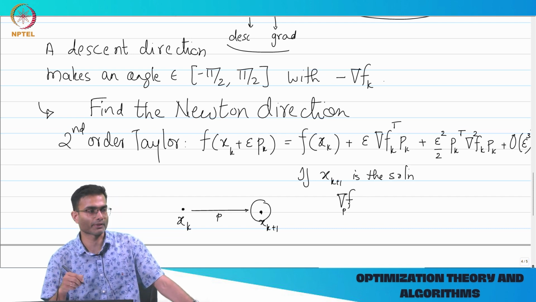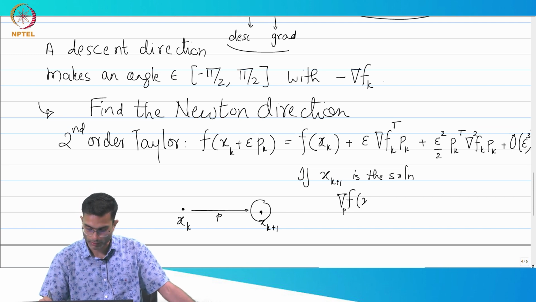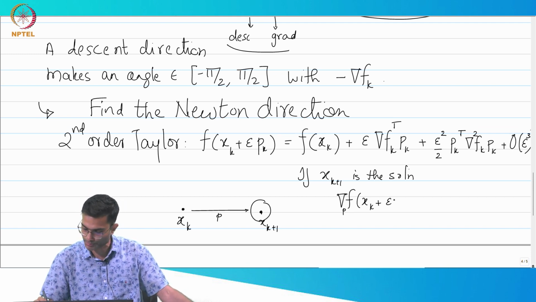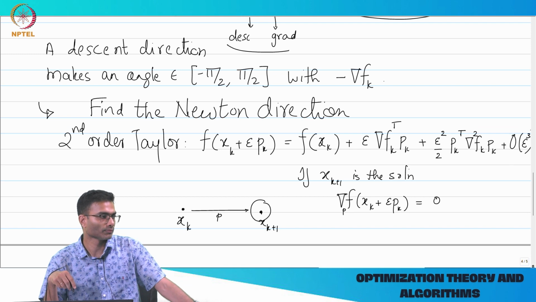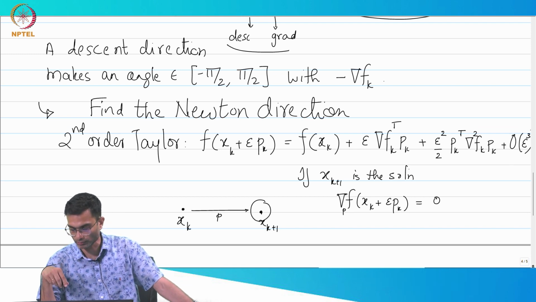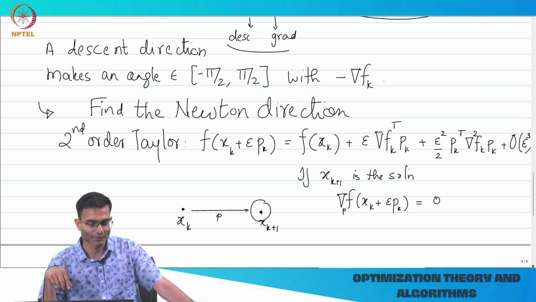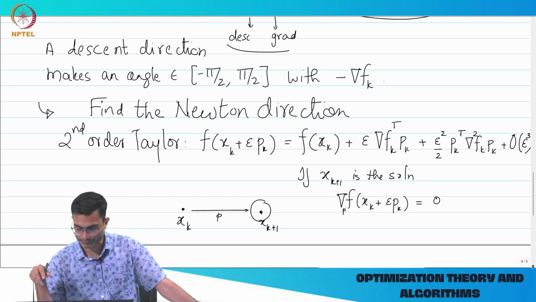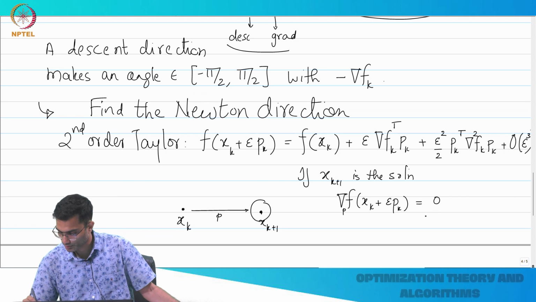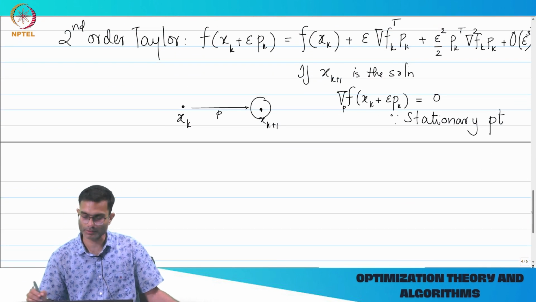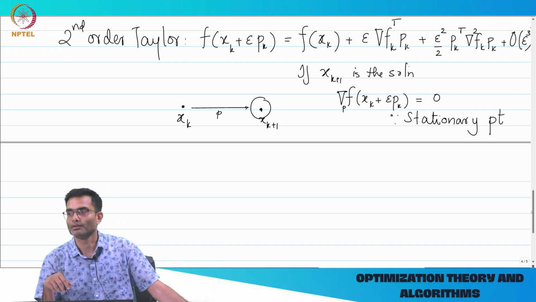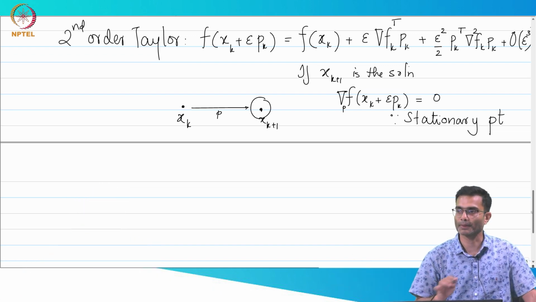Now I am going to put a P over here. Grad p of f of xk plus epsilon pk should be equal to 0. Epsilon times pk is the thing that I am optimizing. I mean, you could absorb it into pk also if you wanted, right? Since it is a stationary point. So the logic is quite common sense, you should see what the goal is. The goal is to reach a stationary point, right?